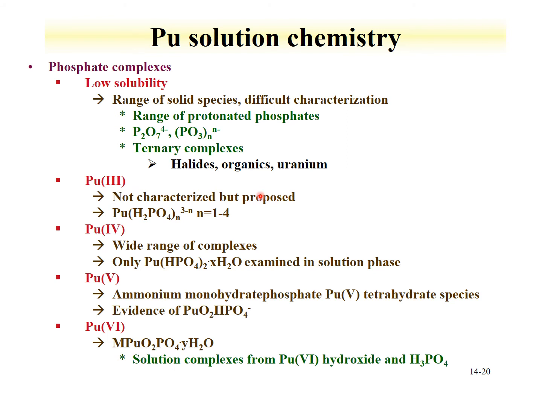So plutonium-3 has not been characterized, but the compound has been proposed. Plutonium-4 exhibits a wide range of phosphate complexes. Again, these tend to have very low solubility, so forming the plutonium-4 species in solution is a good way to remove it as a precipitate. There's some evidence of the plutonium-5 phosphate, and plutonium-6 phosphates have been found with a number of different species, a number of different metal ions coordinating with the complex.